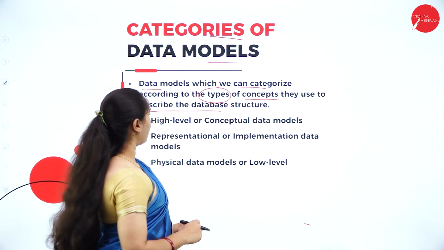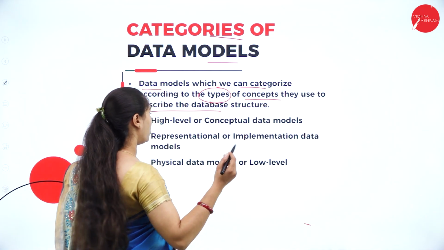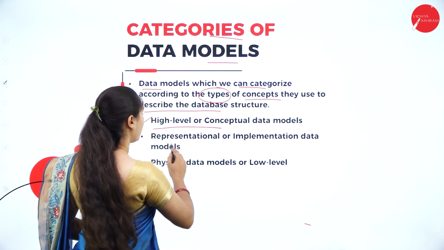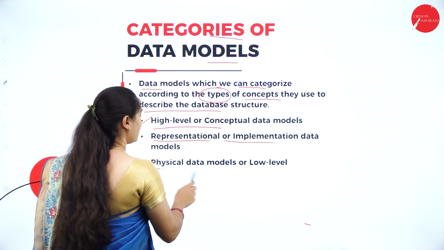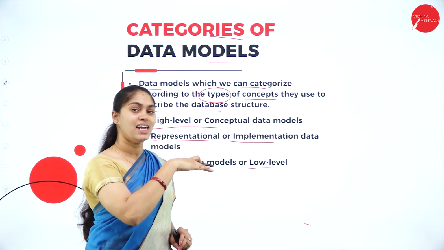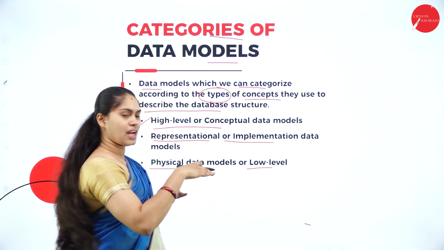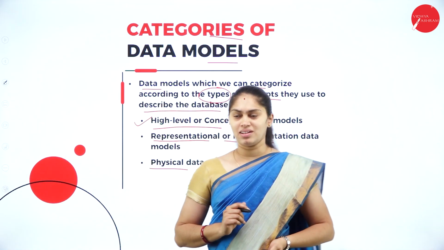Based on that category, we are going to divide or categorize this data model into three types. One is the high level or conceptual data model. We have a representational or implementational data model, and then we have a physical data model or low level. High level, intermediate is this representational or implementation, and we have the low level data models. We'll see each type one by one right now.